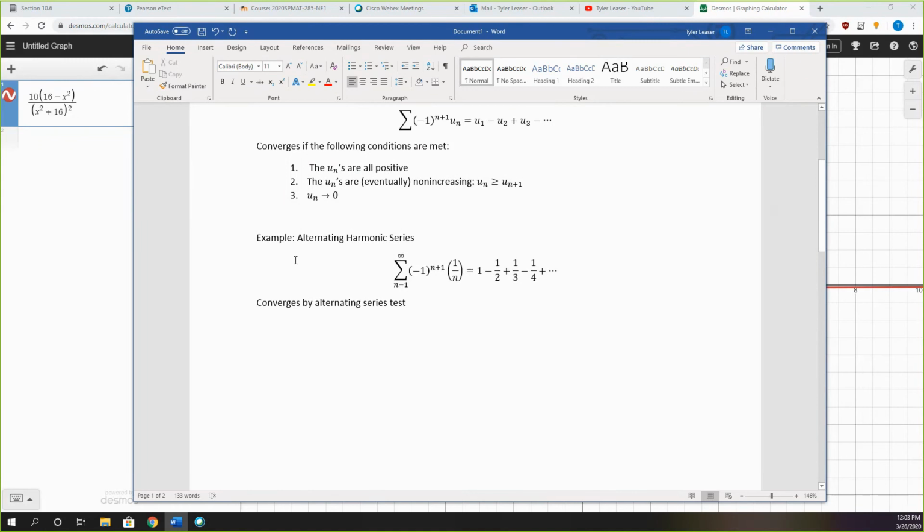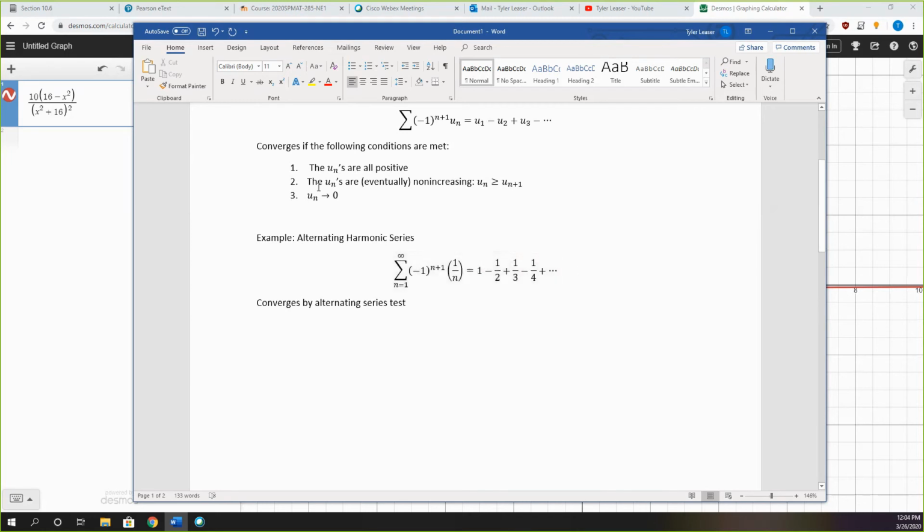Here's a quick little example, the alternating harmonic series. So my alternating harmonic series, the sum as n goes from 1 to infinity of (-1)^(n+1), and the harmonic part, 1 over n. I wrote out some terms here. If I plug 1 in for my n, I'm going to get 1. If I plug 2 in, I'll get negative 1/2, positive 1/3, negative 1/4, and so on and so forth. It's the harmonic series, except it alternates positive, negative.